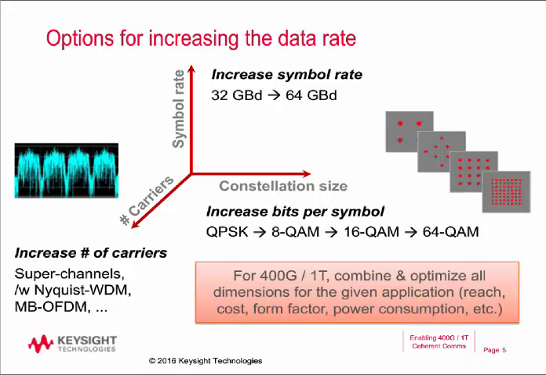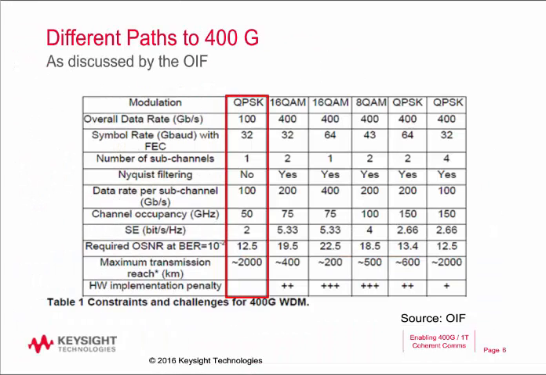options. This is a discussion that's also going on within the Optical Internetworking Forum. As a reference, take a current 100G signal using 32 gigabaud QPSK, which requires a bandwidth of about 50 gigahertz and achieves a spectral efficiency of about 2 bit per second per hertz. The required OSNR is about 12.5 dB, and that means you can reach a transmission of about 200 kilometers.